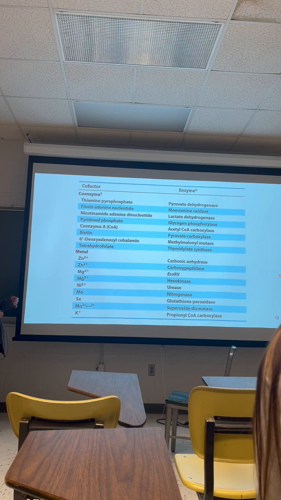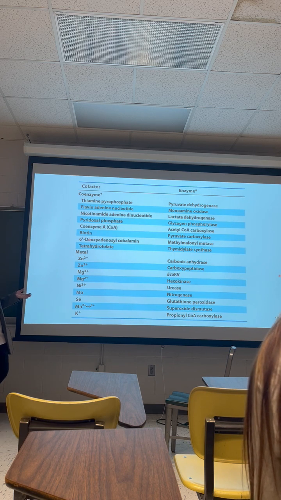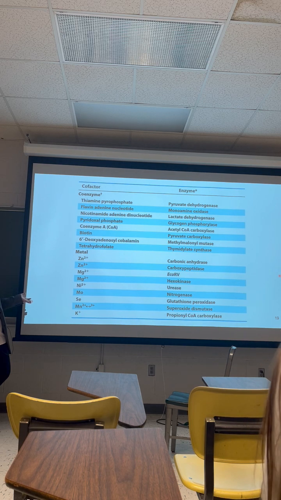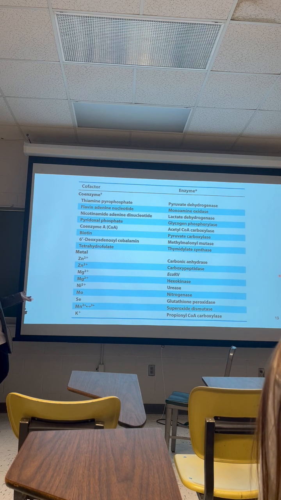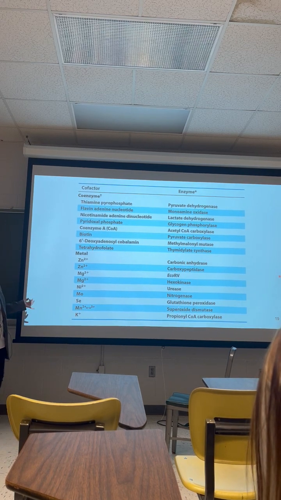And the final slide, really, examples of those cofactors. Sometimes they are called coenzymes. Biotin is one type of vitamin. And you have metal ions, all kinds of metals: zinc, very popular, magnesium, molybdenum, selenium, and so on.